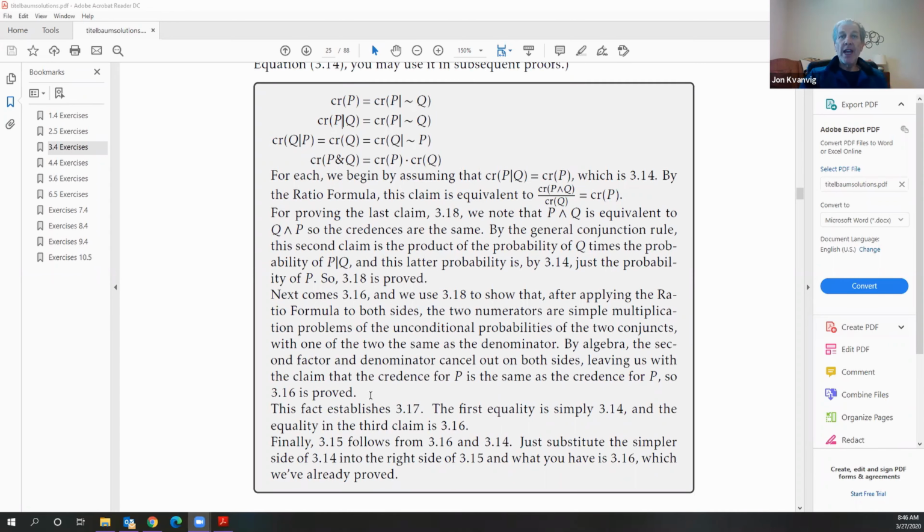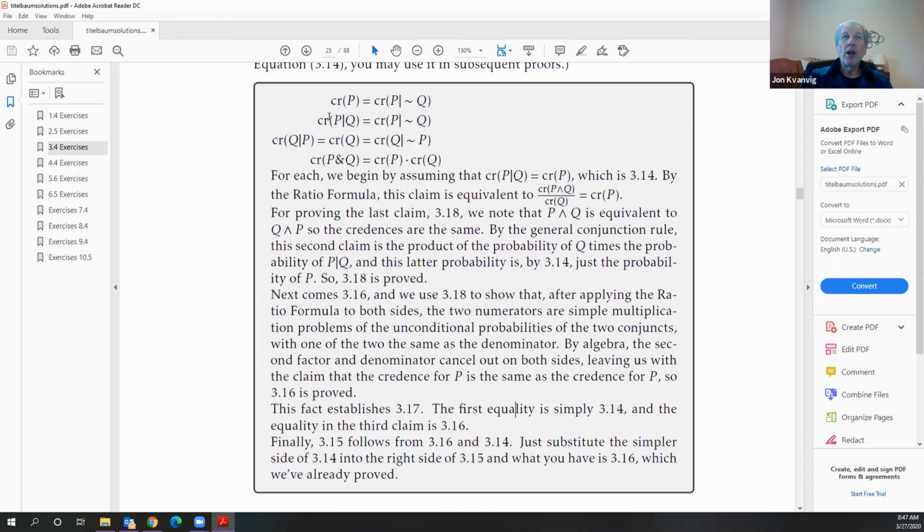Okay, so we have now 3.18 and 3.16, and this fact establishes 3.17, the one with 3 claims, all of which are identical. The first equality between the credence of Q given P and the credence of Q is simply 3.14. All you need to do is switch the Q and P positions around. So this is an instance of 3.14. And then the third equality claim follows from the first one by 3.16, again, just switching the Q and P positions around.